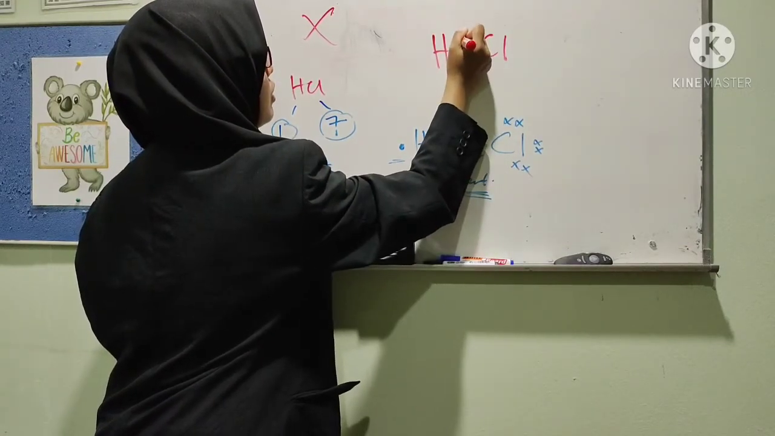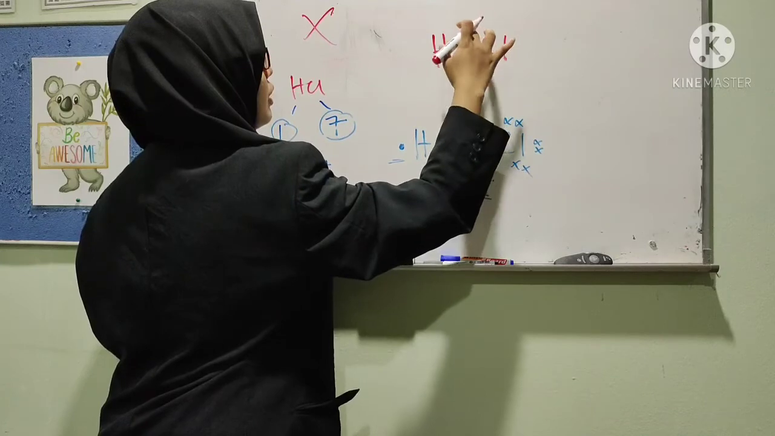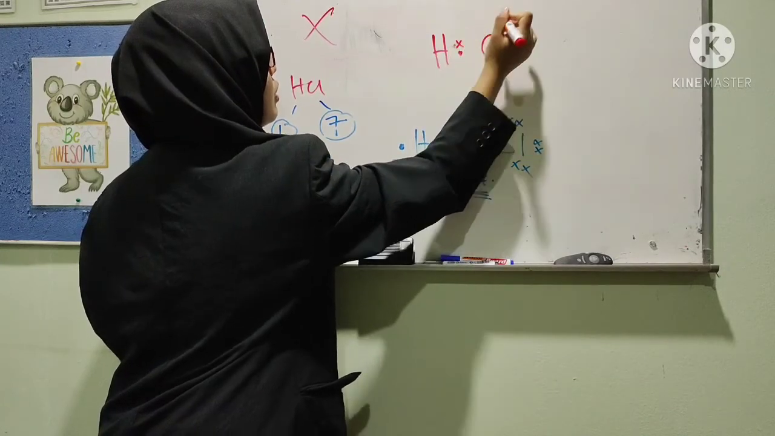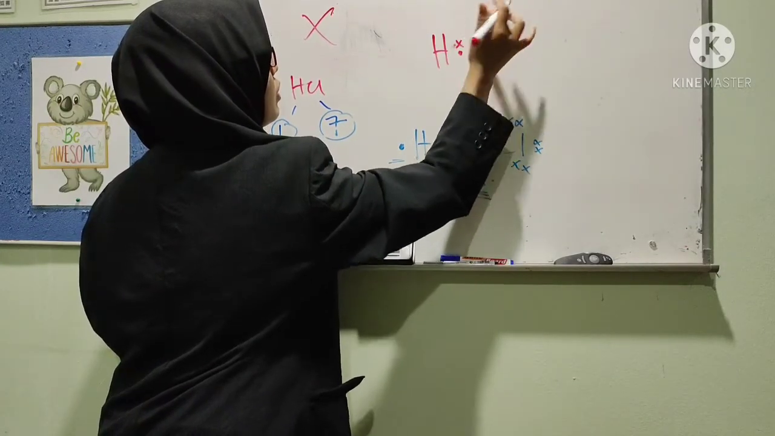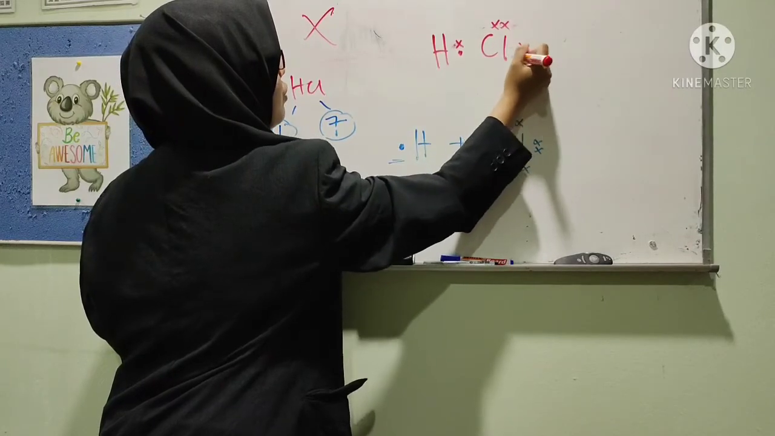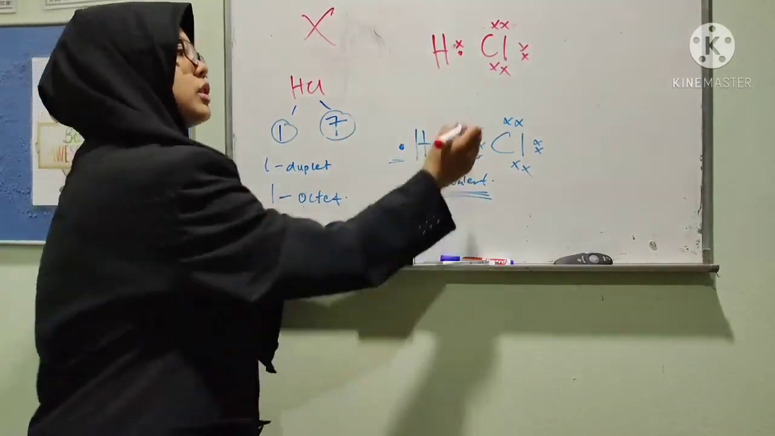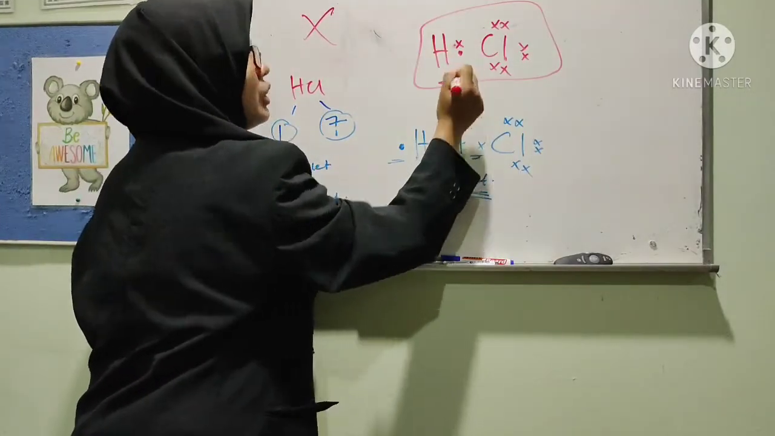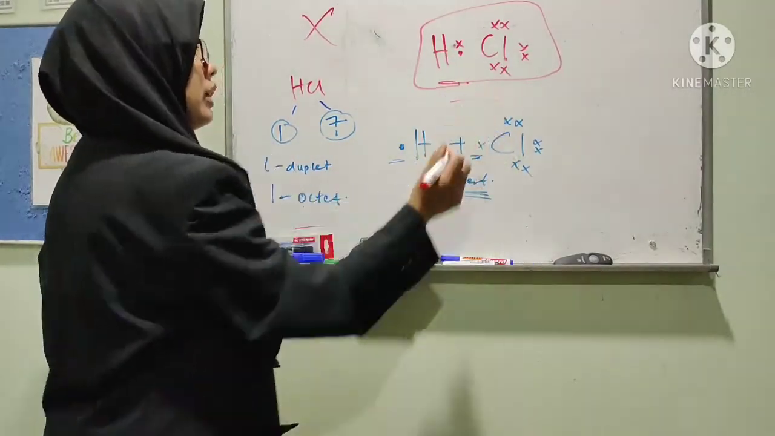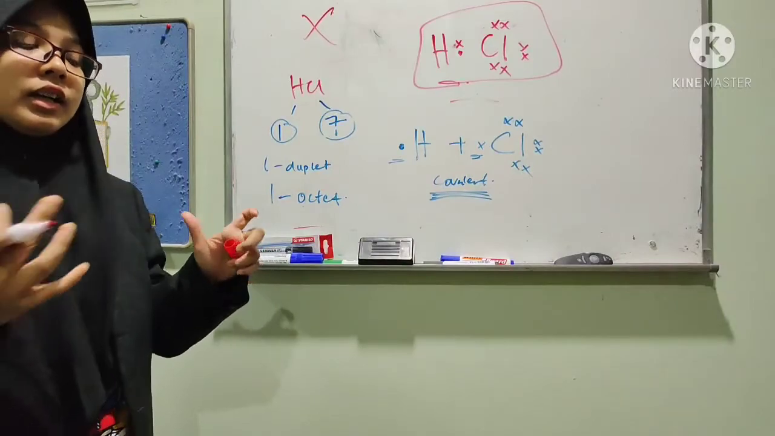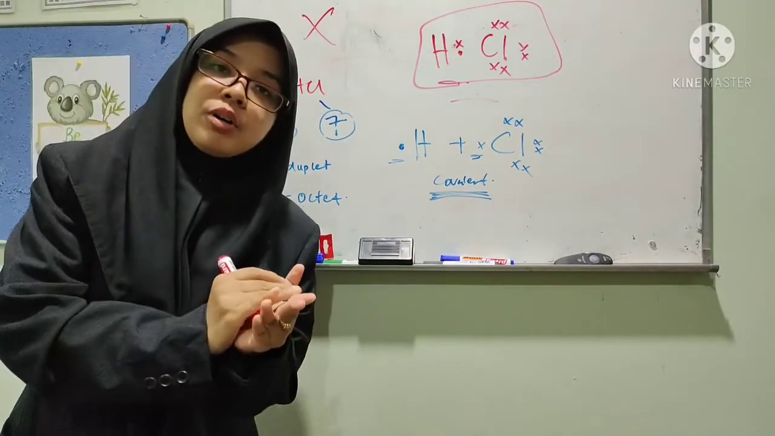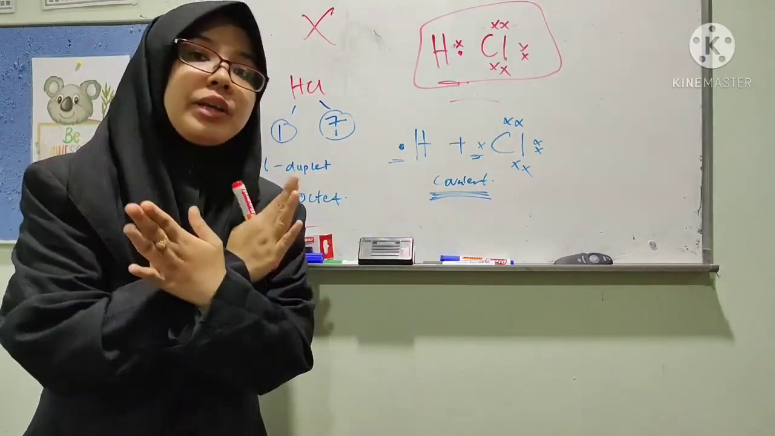Okay, so it will form like this, HCl. Okay, there's 1, 2, 3, 4, 5, 6, 7, 8. So this is the Lewis structure of hydrochloric acid. So it falls under a covalent bond, not an ionic bond.